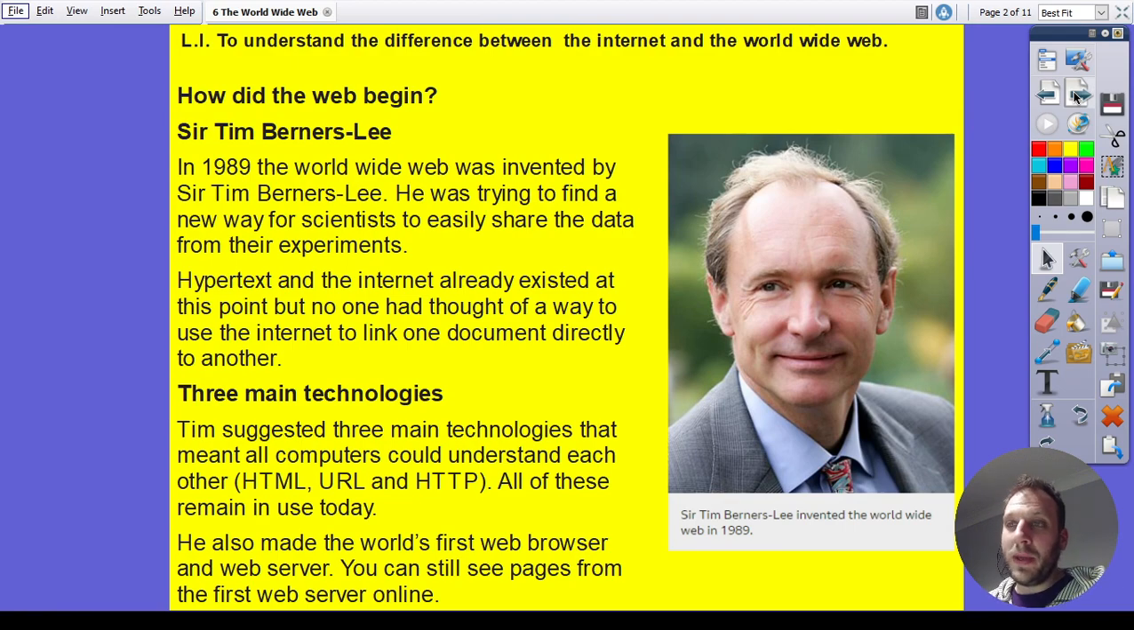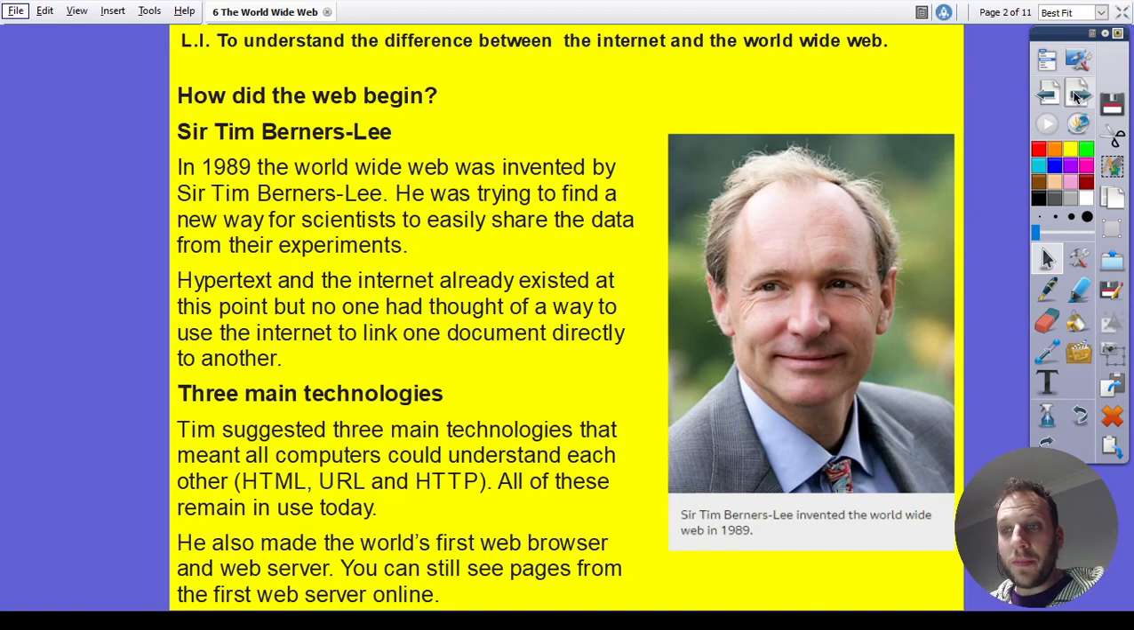So how did the web begin? Well, the web was invented by a British gentleman called Tim Berners-Lee, who has since been knighted, so he's now Sir Tim Berners-Lee, who was trying to find a way for scientists to easily share their data from experiments. Hypertext and the internet had already existed, so the network of computers that were connected together already existed, but no one had thought of a way that you could link documents together easily using the internet.